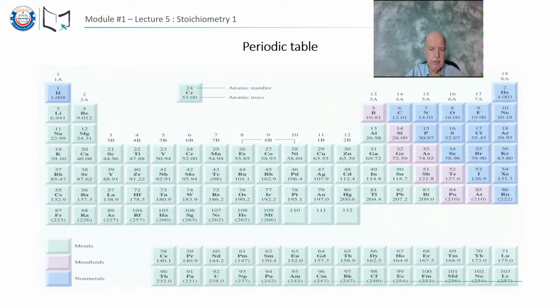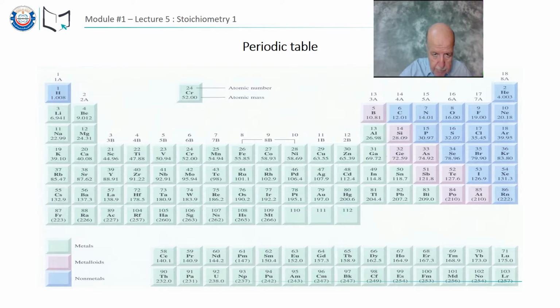This is the periodic table. This is our reference in chemistry for chemical calculations and for what? Chemical properties. Okay, now we will look at it for what? We will look at it for calculations.